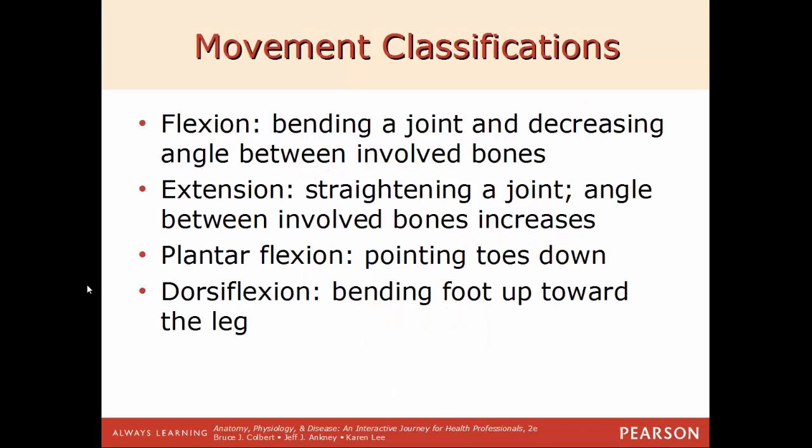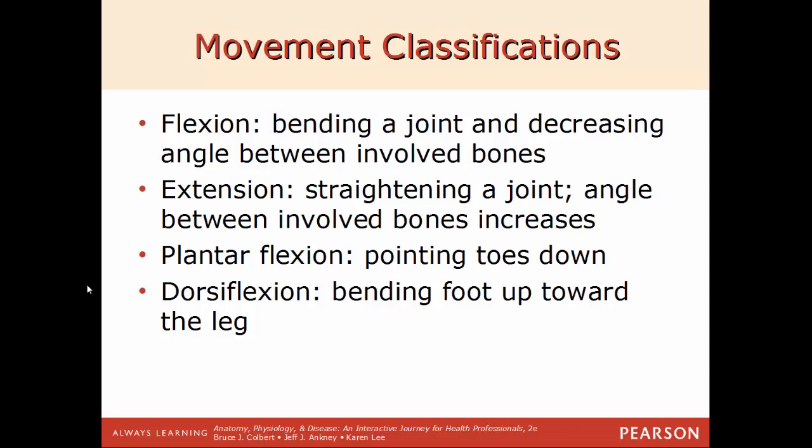Alright, now we'll move on to the different classifications of movement. And a lot of these will have an opposite type of movement to them. So the first two, flexion and extension. Flexion is when you're bending a joint and decreasing the angle between the bones that are involved. So if you are to flex your bicep muscle, flexing your arm, the angle between the bone of your upper arm and the bones of your lower arm are getting less and less. They are becoming decreased because they're getting closer together. So that's when you're flexing something.